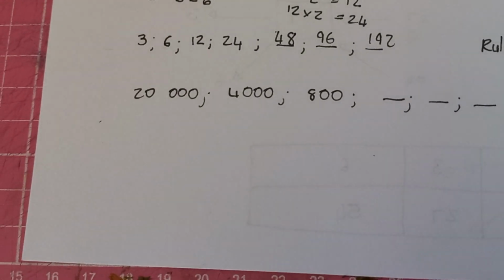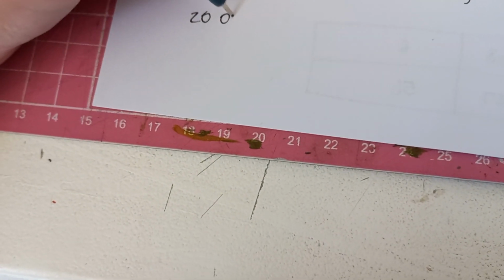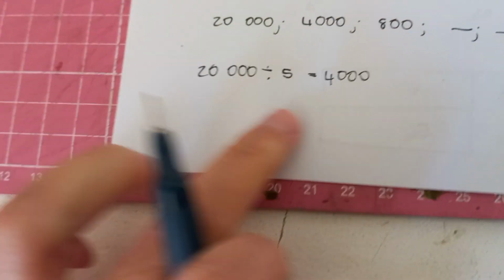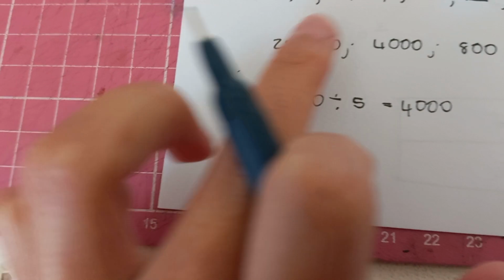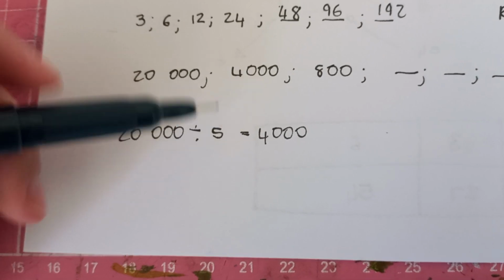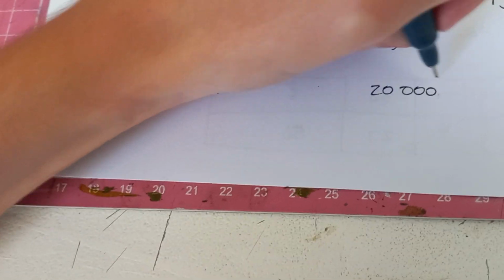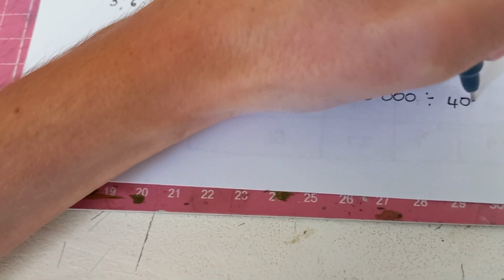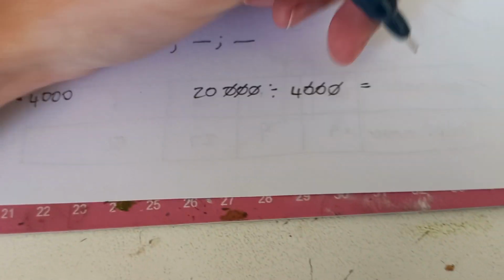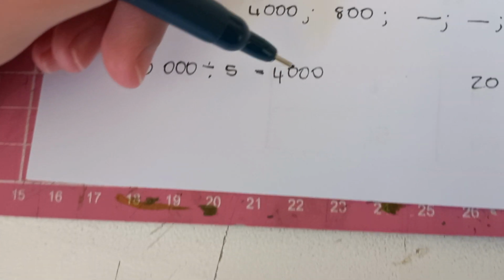So let's start. We can say 20,000 divided by 5. That gives us 4,000. Okay, so 20,000 divided by 5 will give us 4,000. How do we know? Because if we take the 3 zeros away, we'll have 20 divided by 5, which would give us 4. So to explain that, if you had this 20,000 divided by 5, you'd cross out the 3 zeros. Okay, 20 divided by 5 will give you 4. So that's why I said 20,000 divided by 5 will give us 4,000.